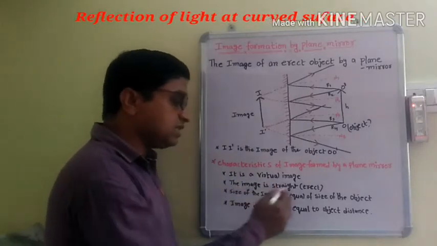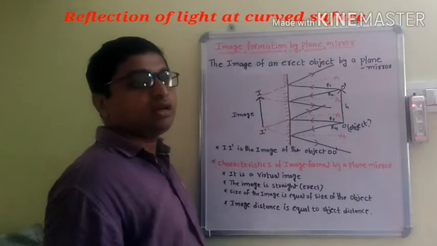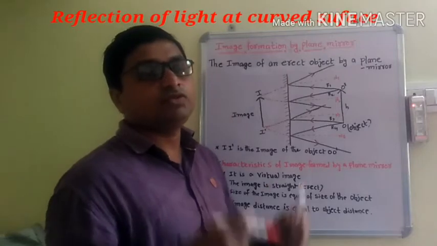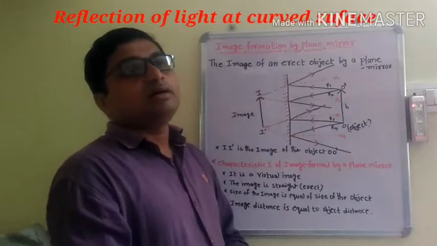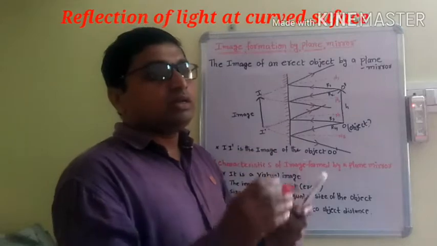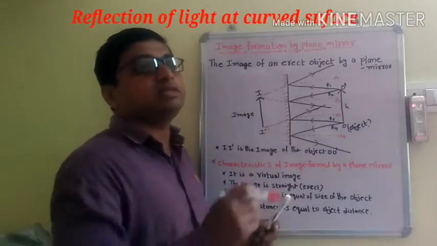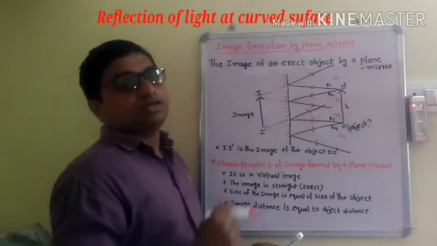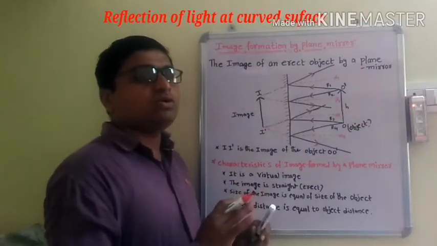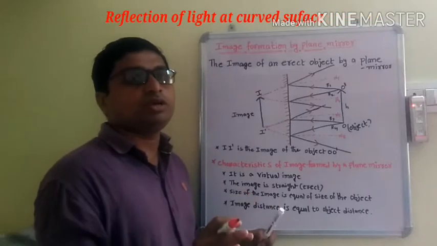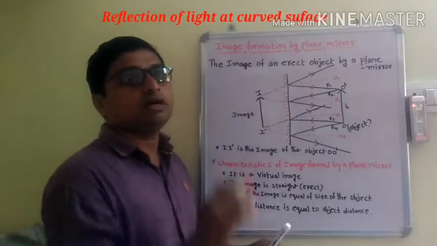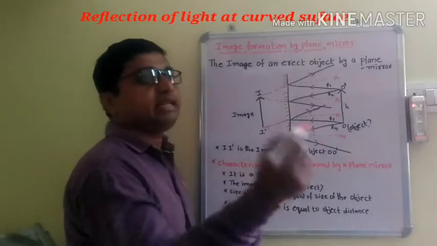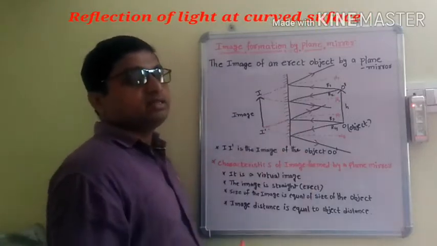Next, the image is straight. When you stand in front of the plane mirror, your image appears in the mirror. What do you observe here? The same height, the same size. There is no change in image formation by the plane mirror. So the image is straight, or erect.